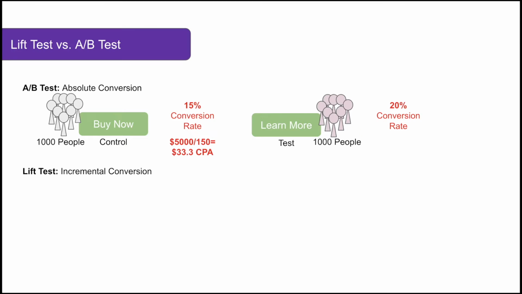We did the same thing for the test group. In this case, we have a $25 cost per action. So that helps us conclude that the test group, the learn more button, is more effective.